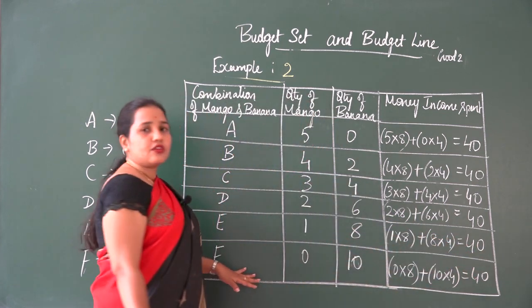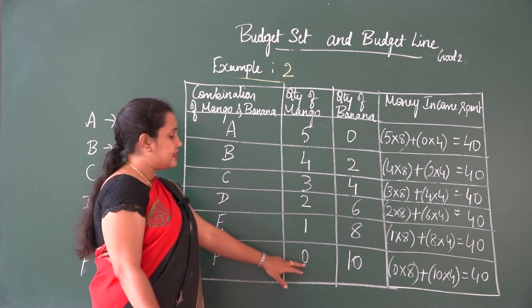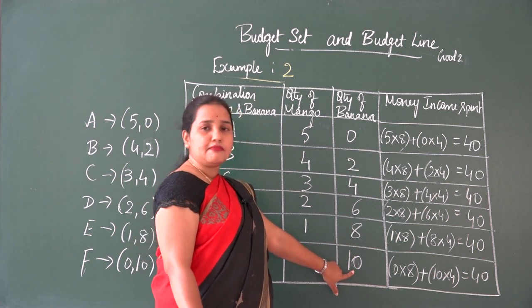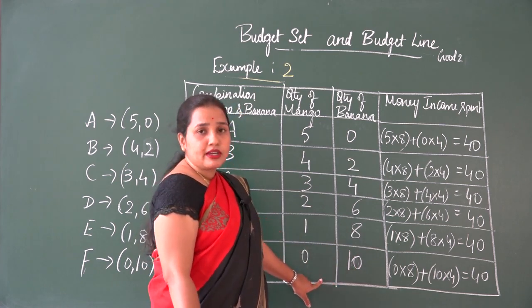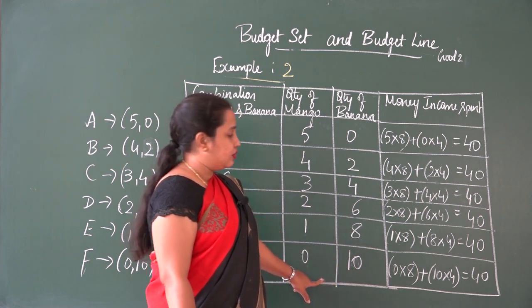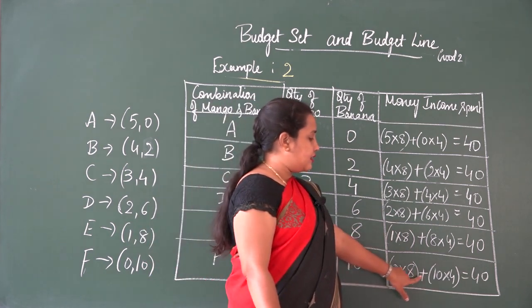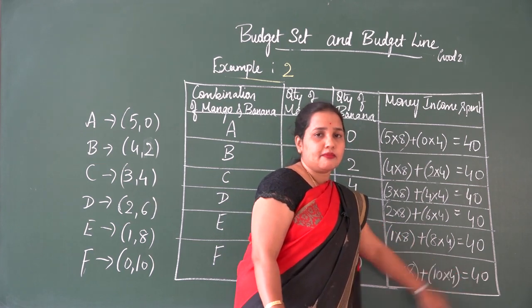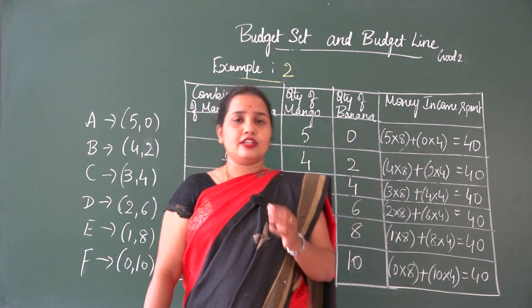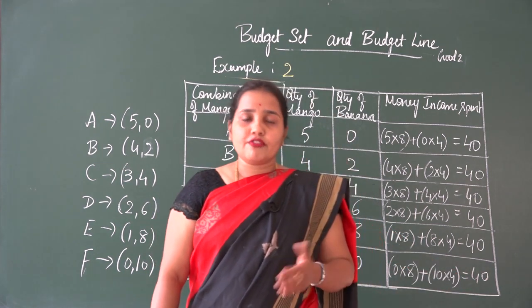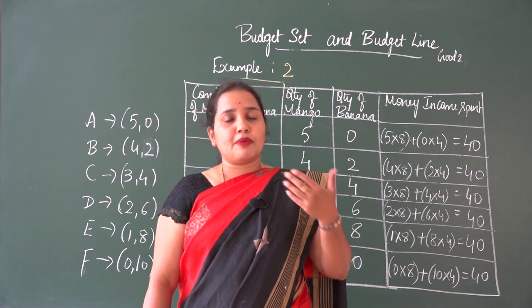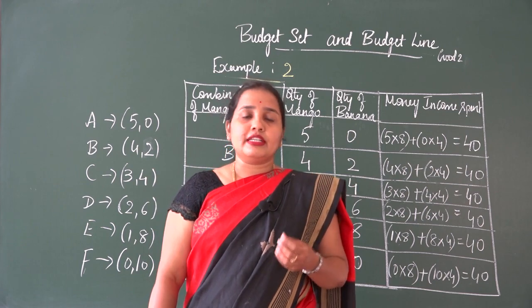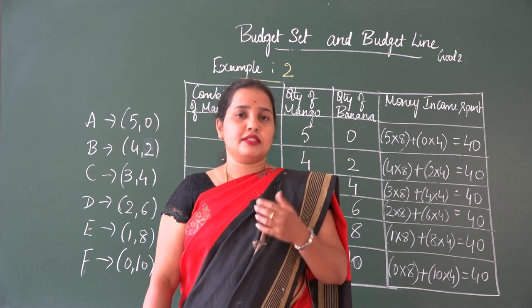Next, the last bundle indicates if he spends his entire income to buy 10 bananas, then he has no money to spend to buy mango. That is 0 into 8 is 0, 10 into 4 is 40. So, 40 is the money income he can spend. This schedule gives the idea of the possible options of spending his money income on the purchase of the two commodities at the prevailing market price.